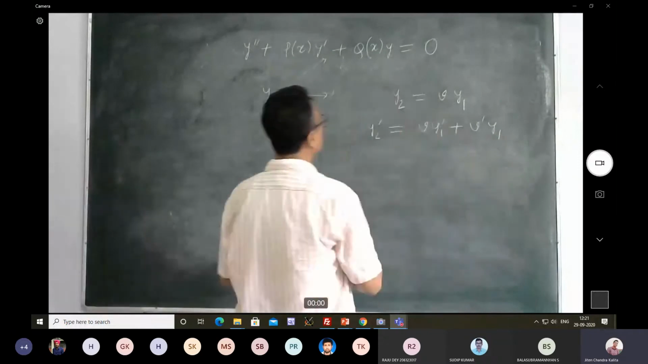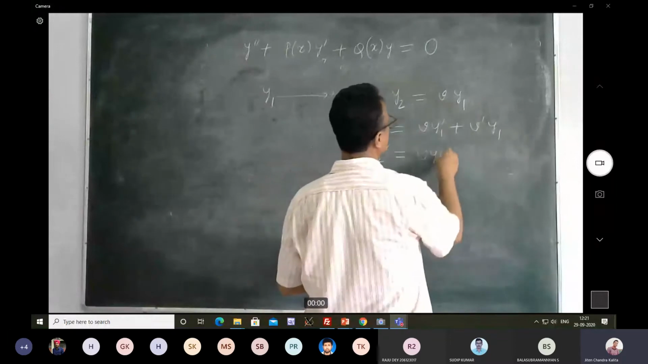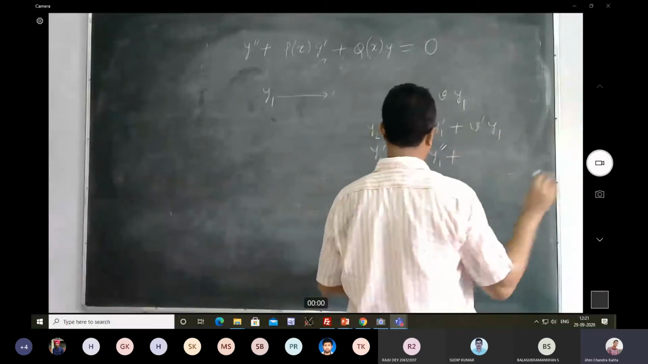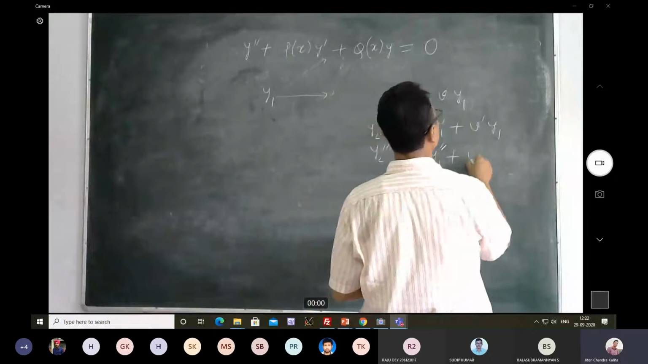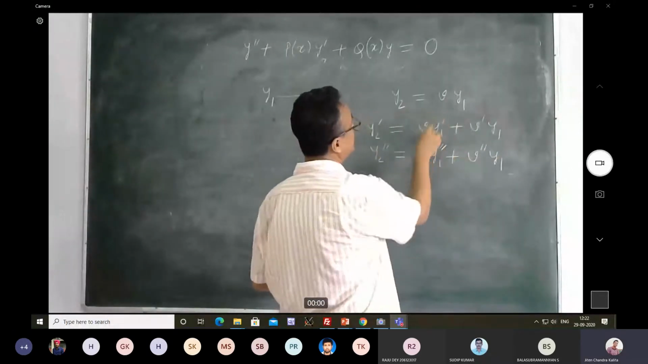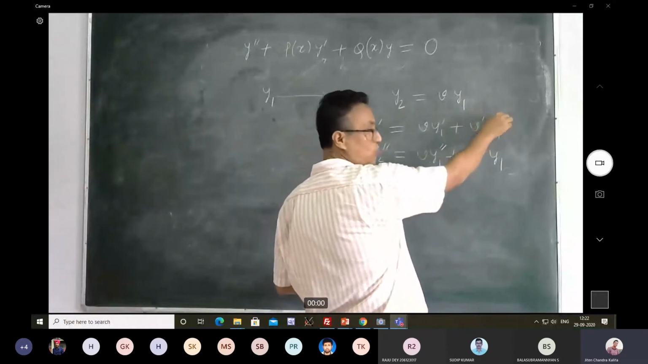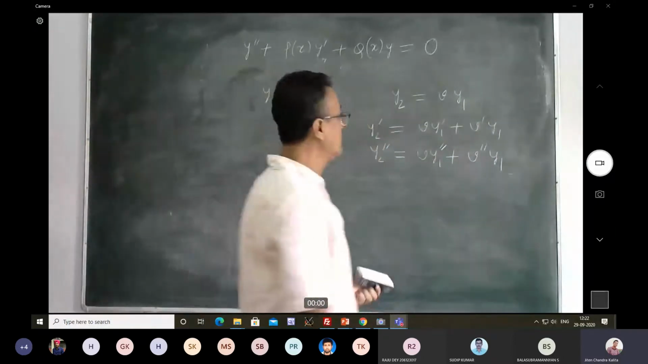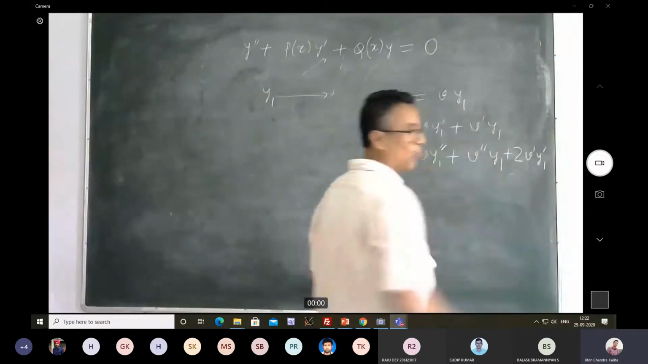And then your y2 double prime is going to be v y1 double prime. Again, you are going to have v prime y1 prime, and from this term also, you are going to get v prime y1 prime, if you use the product rule. So that means I am going to come up with 2 v prime y1 prime.